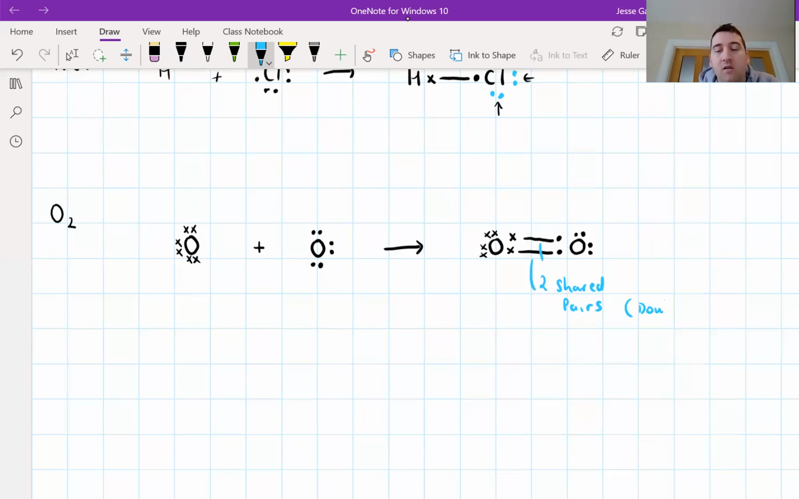And this is what we call in chemistry a double bond. This is a double covalent bond. We see this type of thing all the time. This is not rare at all. So two group 6 atoms like this will form a covalent, double covalent bond.